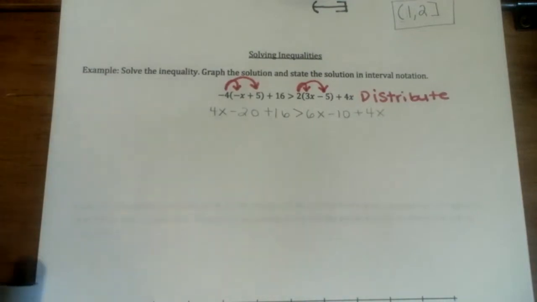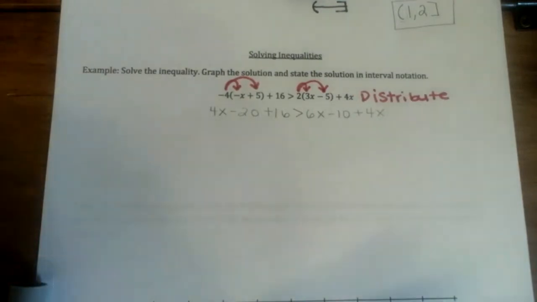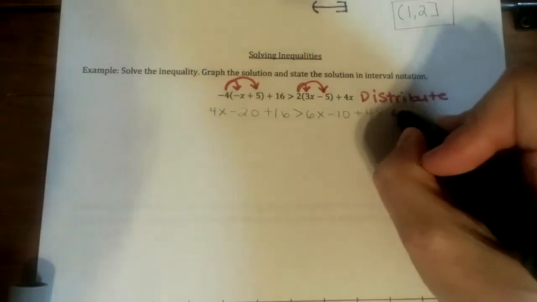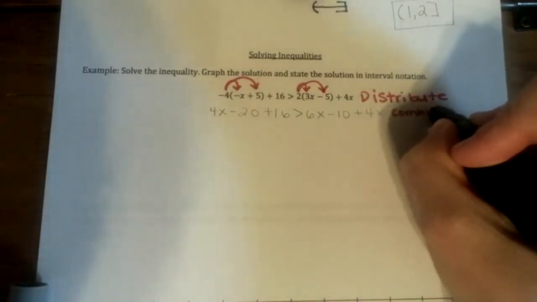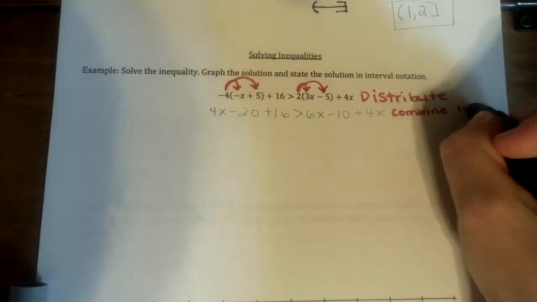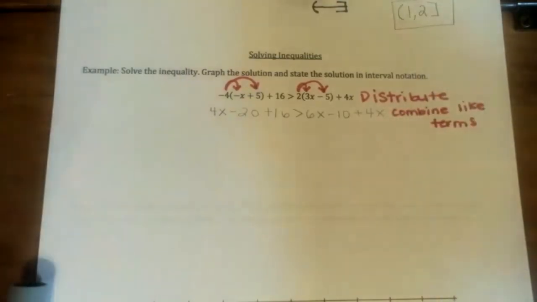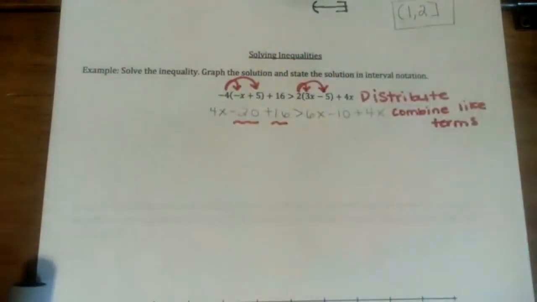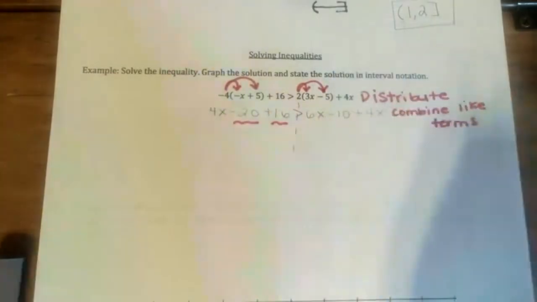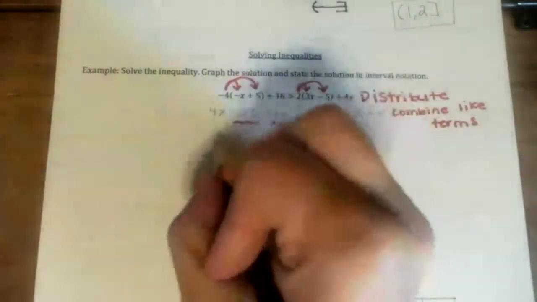Let's combine some like terms to make stuff look a little bit better. So combine like terms. So we have -20 plus 16. Those are just numbers. Notice they're on the same side of the inequality, so don't do the opposite. They're on the same side, so just combine them together.